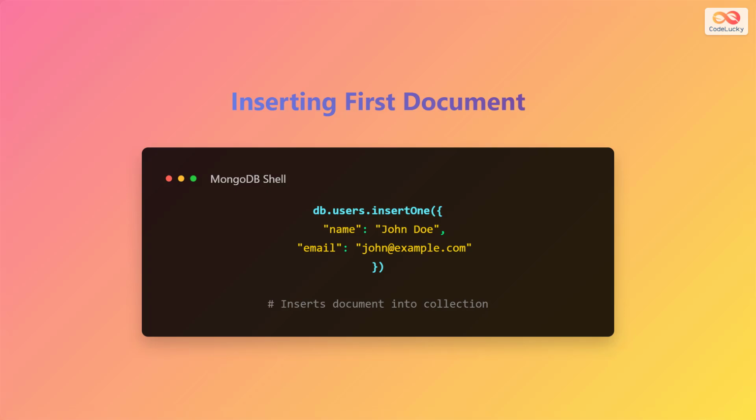Let's add some data to our newly created collection. A document in MongoDB is equivalent to a row in a table in a relational database. To insert a document into the users collection, use the command db.users.insertOne. Inside the parentheses, provide a JSON object representing the document you want to insert. For example, we can insert a document with the fields name set to John Doe and email set to john@example.com.